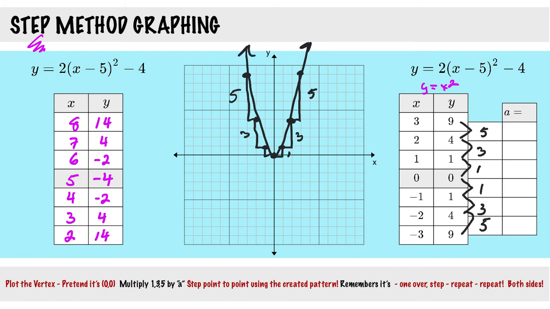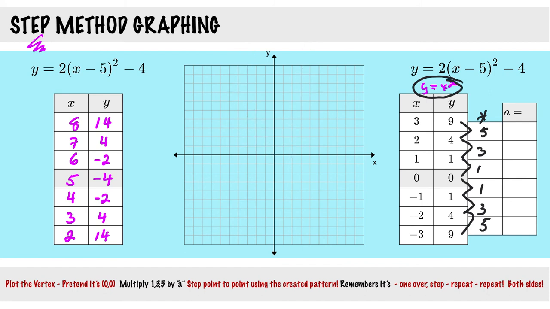So there's no need to plug in numbers for y equals x squared if you remember the steps are 1, 3, 5. So using that same technique now, I can graph any parabola I want. I use my a value, which is 2 in this case, and I multiply the steps by 2. I plot my vertex, which is 5, negative 4.